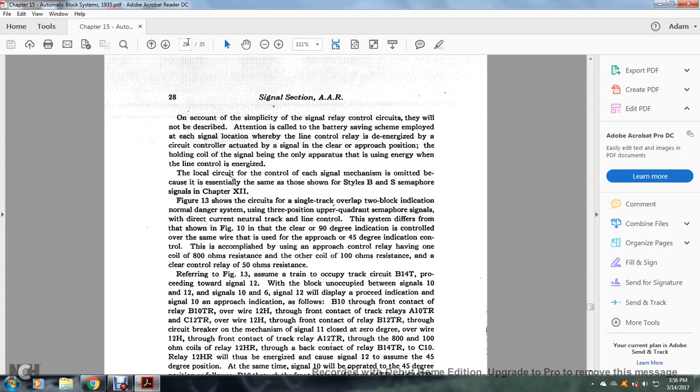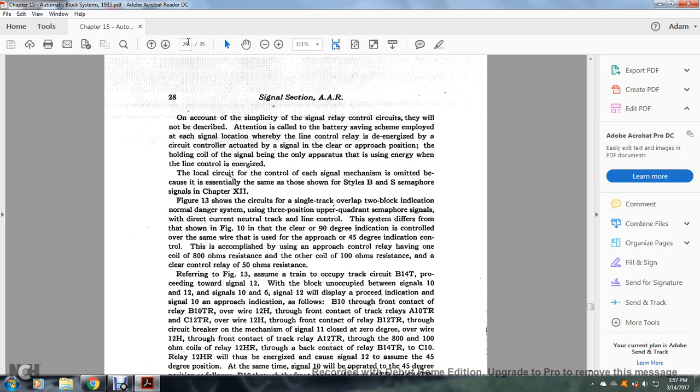Local circuits of the control of each of the signal mechanisms are omitted because they are essentially the same as shown for the style B and style F more signals in Chapter 12. Figure 13 shows the circuit with a single track overlap with two block indications, normal danger system, using the three position upper quadrant more signals, the direct control, neutral track and line control.